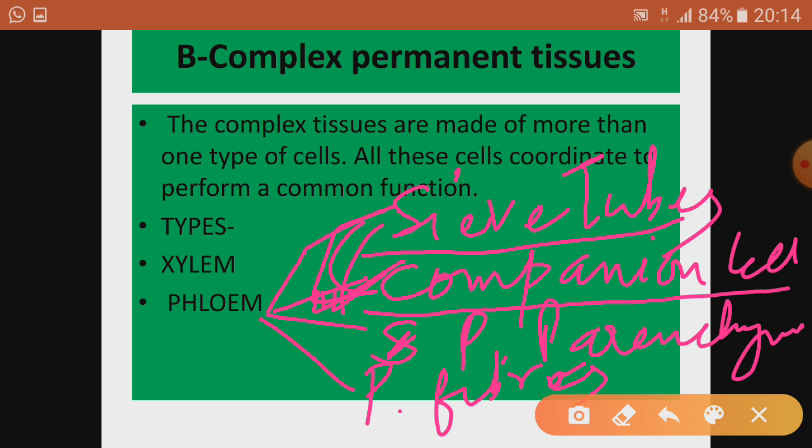Okay, so the next one is phloem parenchyma. It also helps in lateral, sideways conduction of the food, and phloem fibers are just like xylem fibers, which give mechanical strength. So these are the 4 different types of cells present in the tissue called phloem.